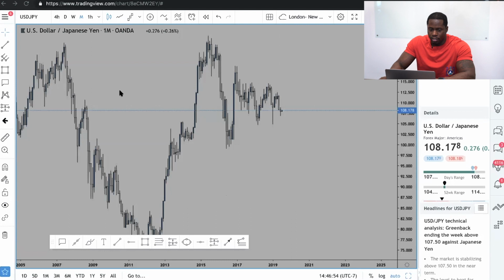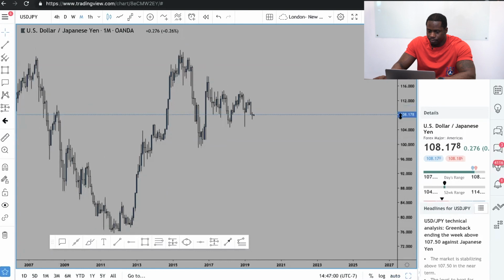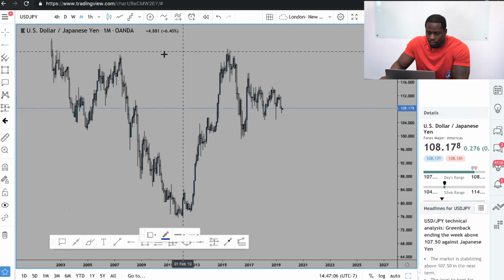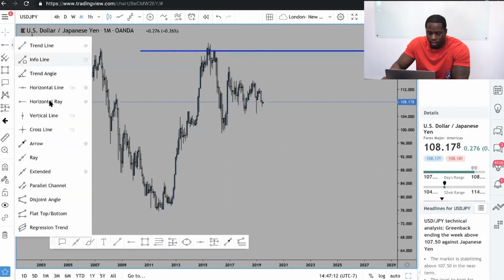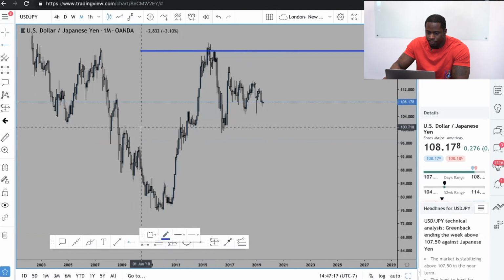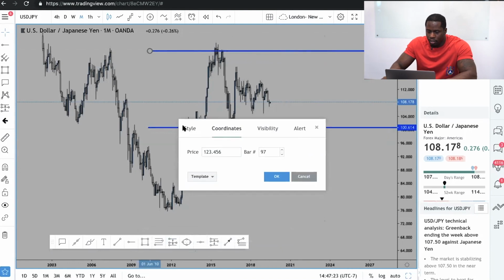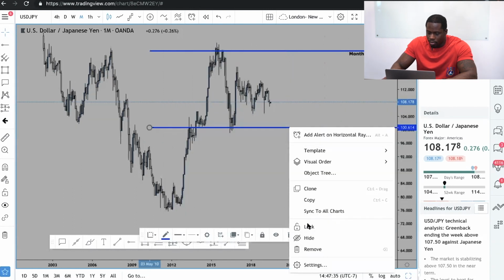So we're looking at USD JPY on the monthly time frame, right? So what we want to look at is the overall picture. I like to look for where our support and resistance are, right? I know a lot of people like to focus on the overall picture, but it really comes down to common sense. So I like to label this. This is going to be our monthly resistance. And this is going to be our support.